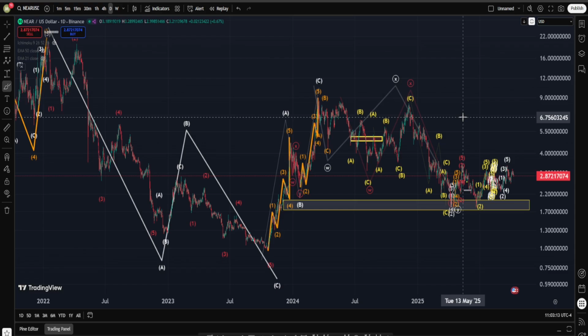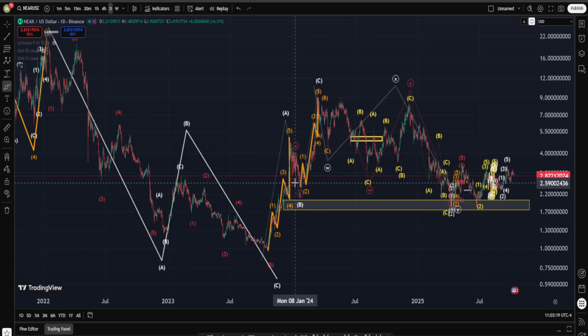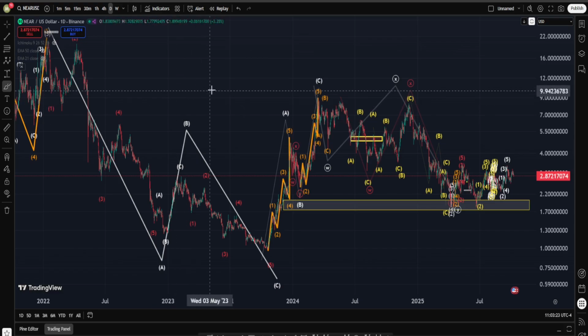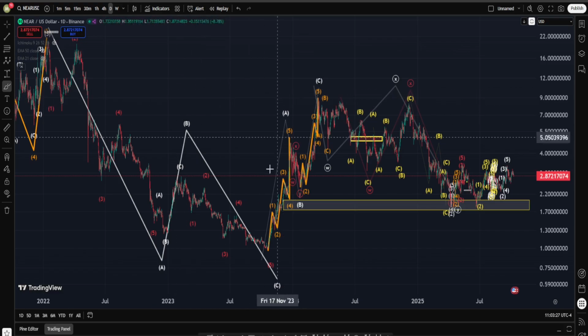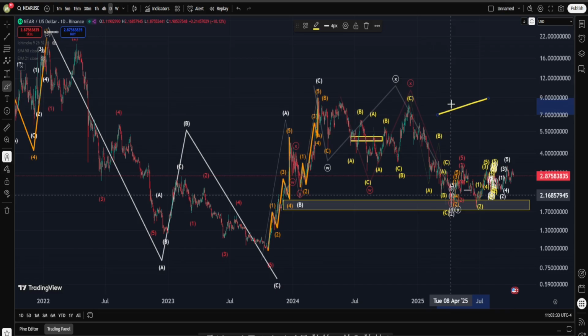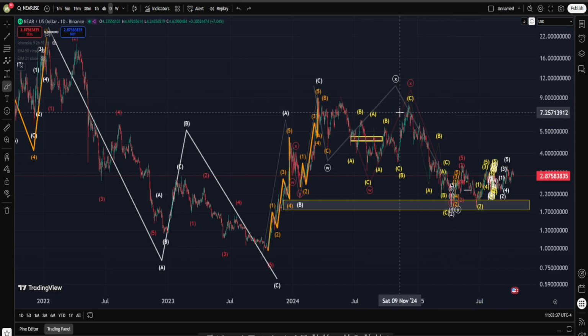Now, I want to be very clear. This is actually my primary scenario, meaning you can have many different counts in here, and if you have a different opinion than mine, I absolutely respect yours, okay? It's very important to understand that there is no certainty in any market, and for all I know, maybe this scenario is not going to play out, and I'm going to be absolutely 100% wrong. But based on my analysis, this is actually the best that I can find.